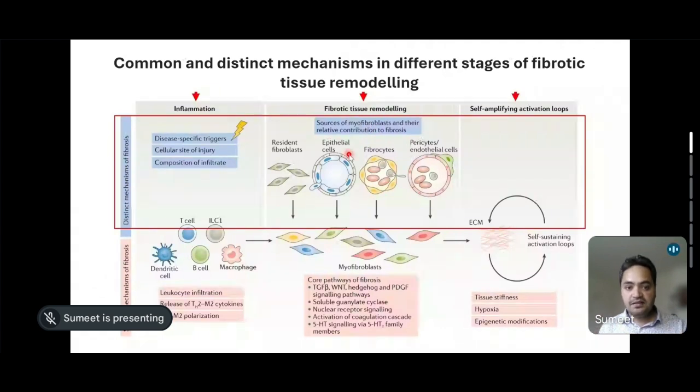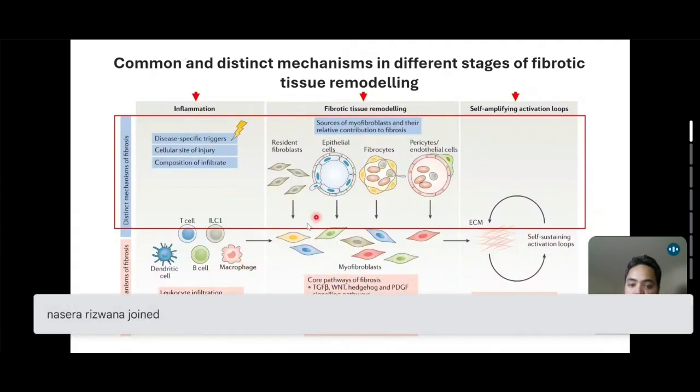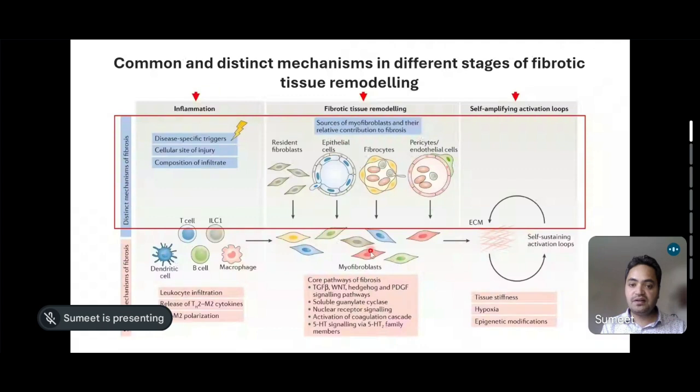There are different cells which could be differentiated into myofibroblasts. It can be either resident fibroblasts, epithelial cells, fibrocytes, pericytes, or endothelial cells. And they all can actually form myofibroblasts, which you can see here with different colors. They come from different sources. And then you have a self-activation loop, which means that you can have some ECM related genes which are very specific to some organ, and you can have some of the other related genes which are different.